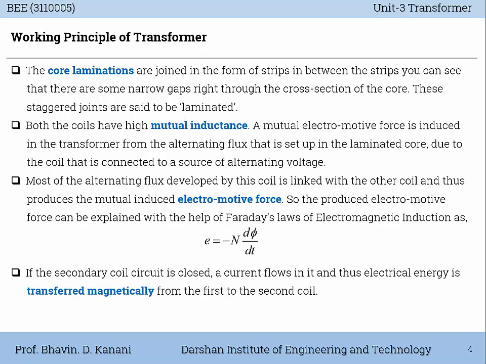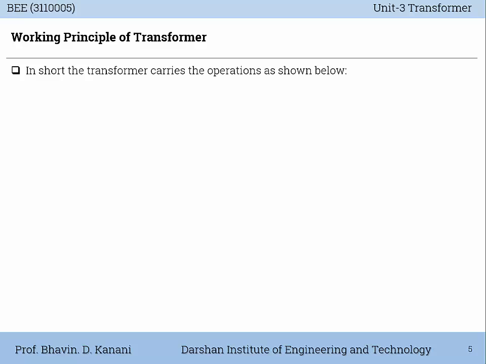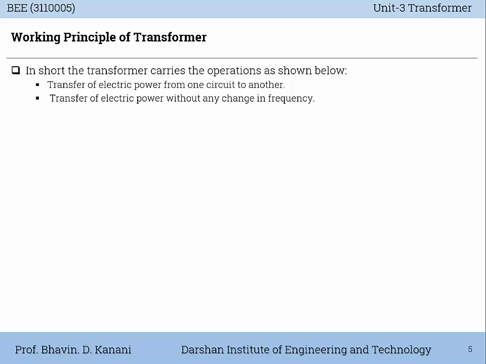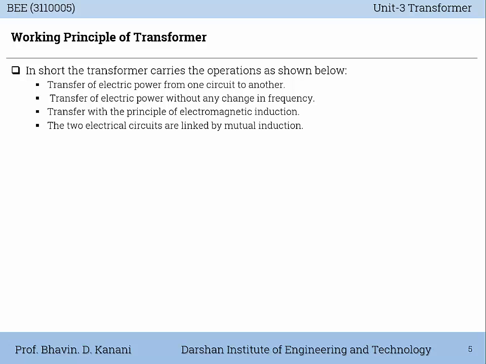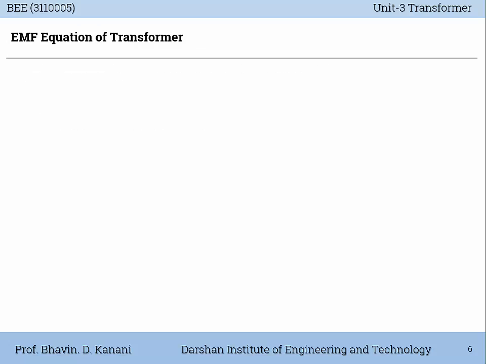If the secondary coil circuit is closed, a current flows in it and thus electrical energy is transferred magnetically from the first, that means primary coil, to the secondary coil. In short, the transformer carries the operation as shown below. Transfer of electric power from one circuit to another, transfer of electric power without any change in frequency, transfer with the principle of electromagnetic induction. The two electrical circuits are linked by mutual induction.